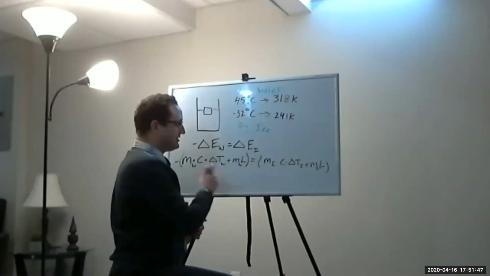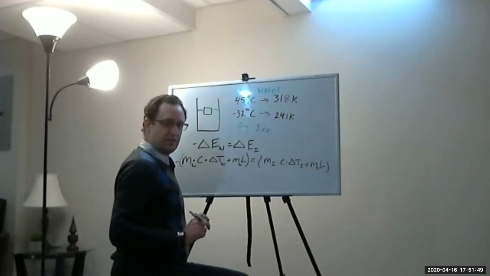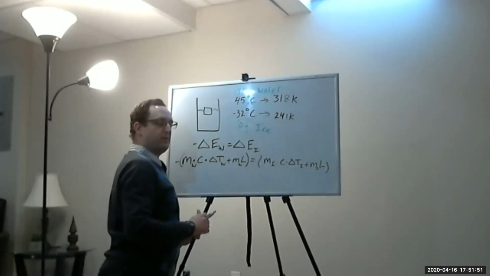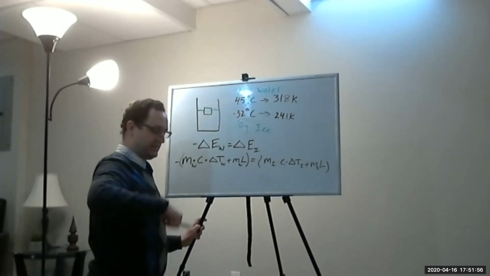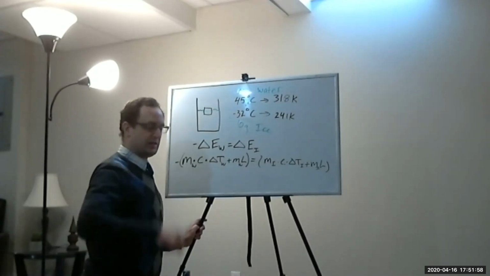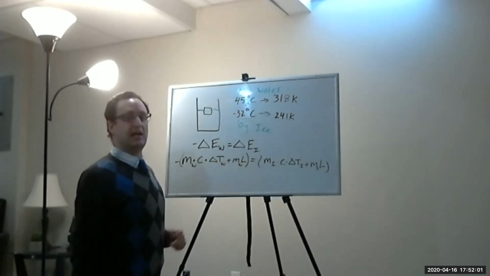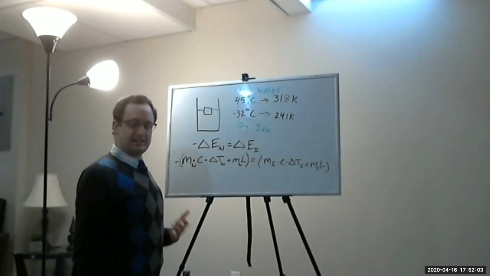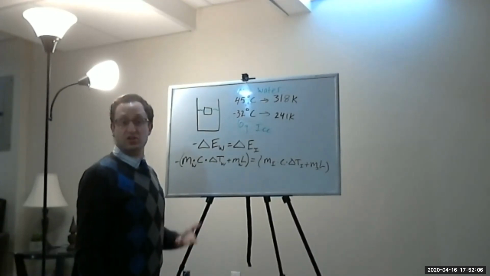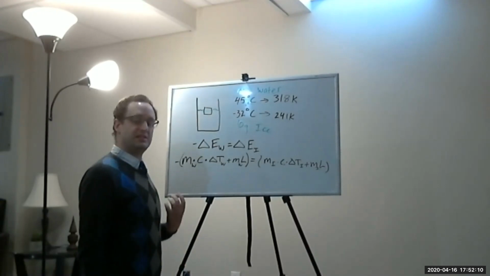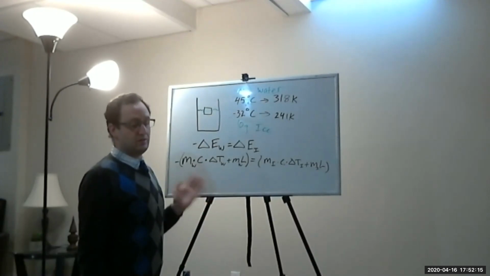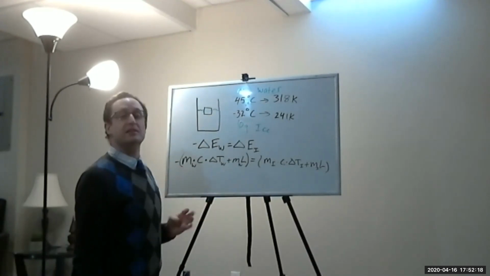And what does the C and the L stand for? C is the specific heat of the material. It's how much energy per degree the material needs to absorb in order for its temperature to go up by 1 degree. L is the latent heat of the material. It's how much energy it takes to convert 1 kilogram of the material from either solid to liquid or liquid to gas.